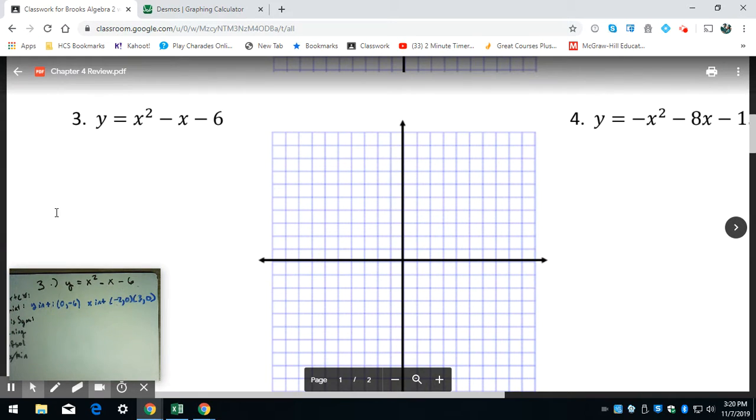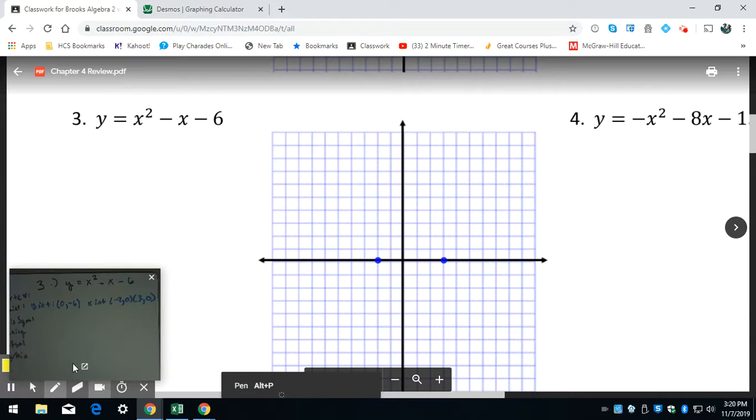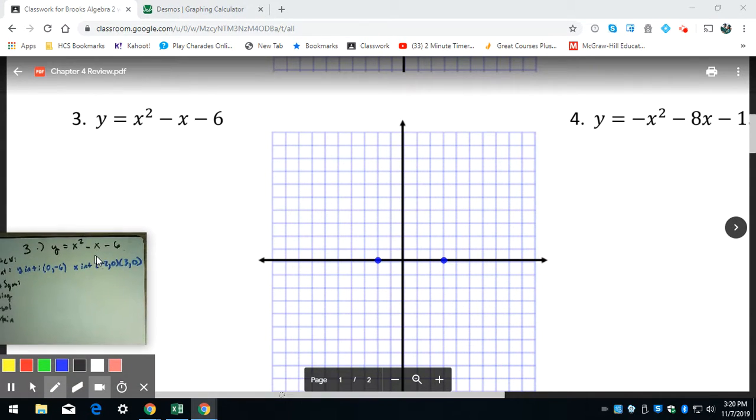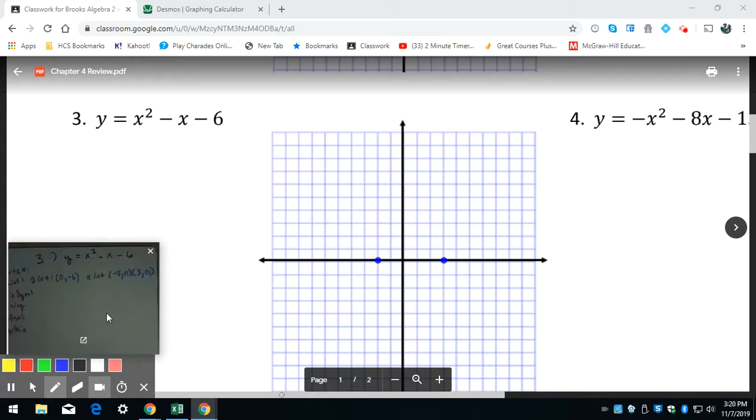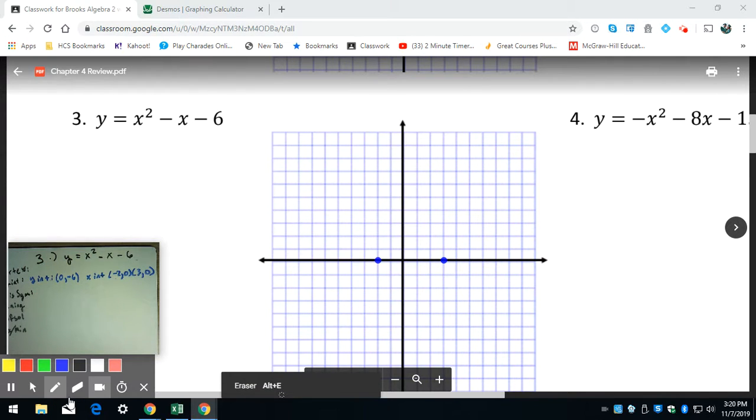All right, that said, let's go ahead and graph those. So (-2, 0) is going to be right there. And (3, 0) is going to be about right there. Cool. All right. So what we're going to do now, let's bring this up just a little. There we go.